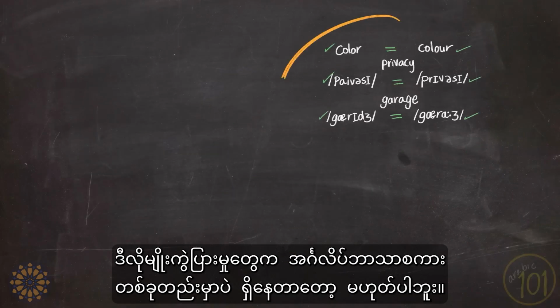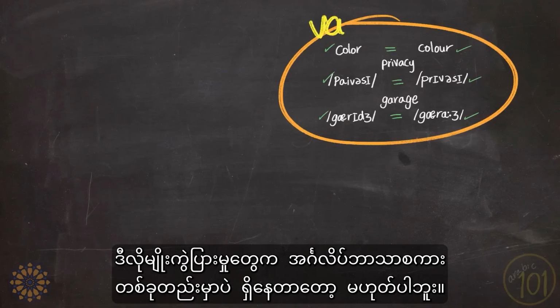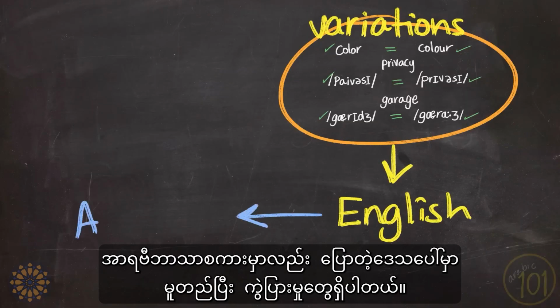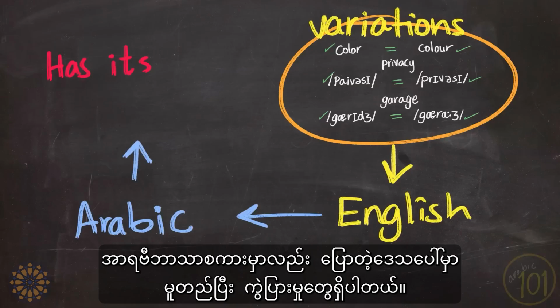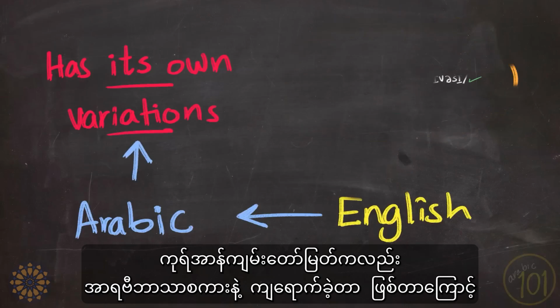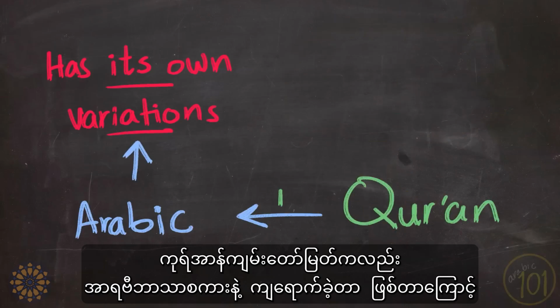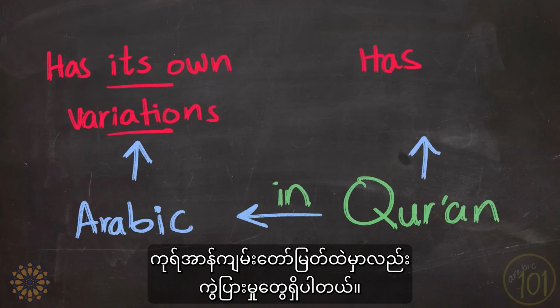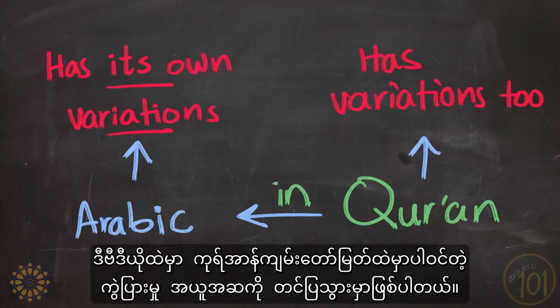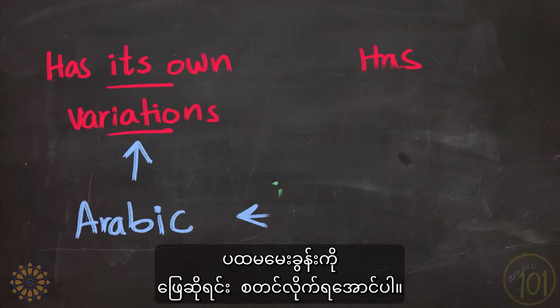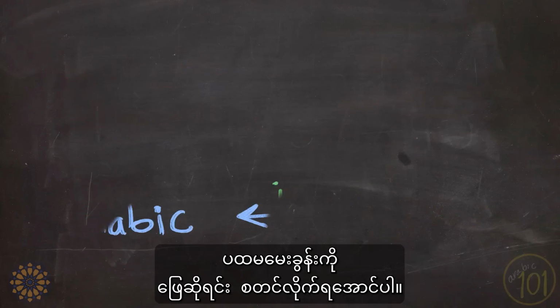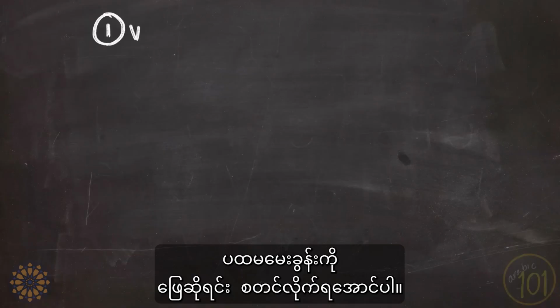English is naturally not the only language that contains variations like these. Arabic as well has different variations depending on where the language is spoken. Since the Holy Quran was revealed in Arabic, it too had variations within. In this video, we'll tackle the concept of variations in the Holy Quran. So let's get started by answering the first question.